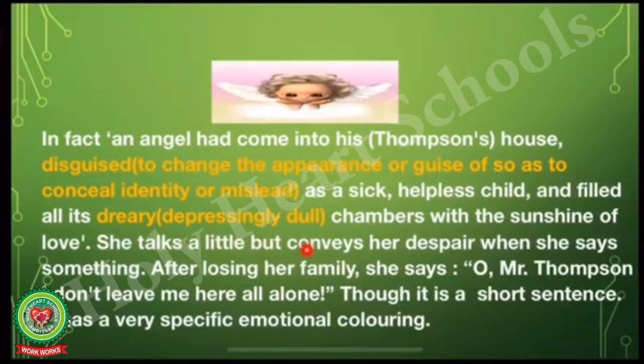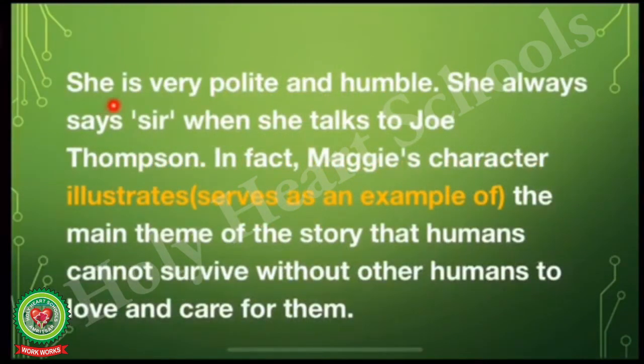She talks a little but conveys her despair when she says something. After losing her family, she says, "Oh, Mr. Thompson, don't leave me here all alone." Though it is a short sentence, it has a very specific emotional coloring. Students, this short sentence shows that she was afraid of being left alone. And this very sentence is full of emotions. She is very polite and humble. She always says sir when she talks to Joe Thompson. So her addressing Mr. Joe Thompson as sir shows that she is very polite.